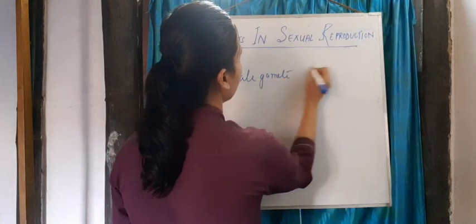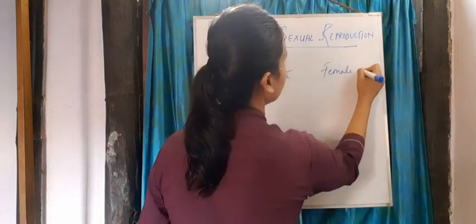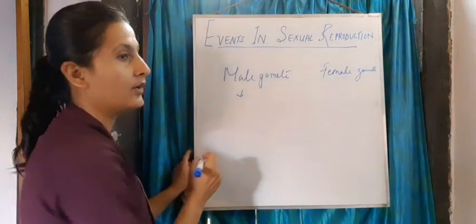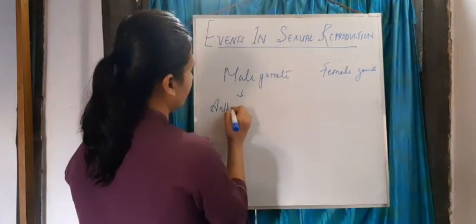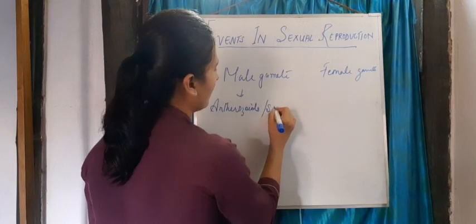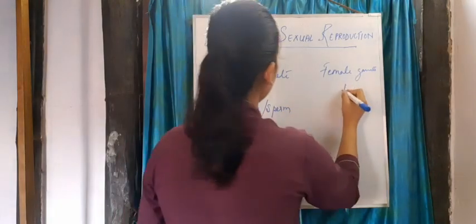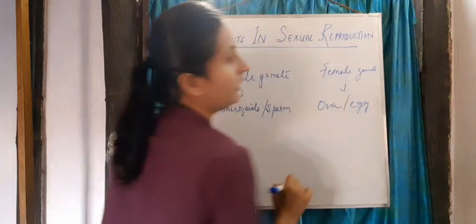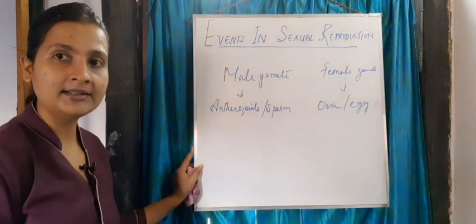Gamete and female gamete. So male gametes are called antherozoids, or they are also called sperm. Female gametes are called ova or egg. Am I clear?